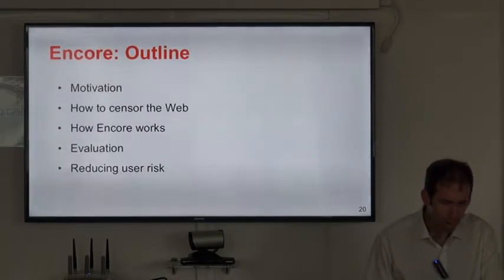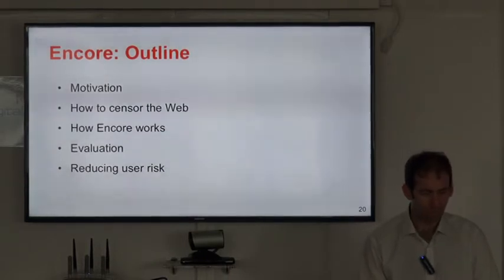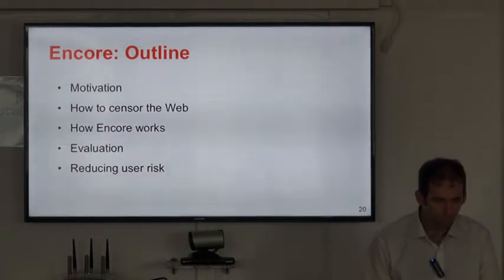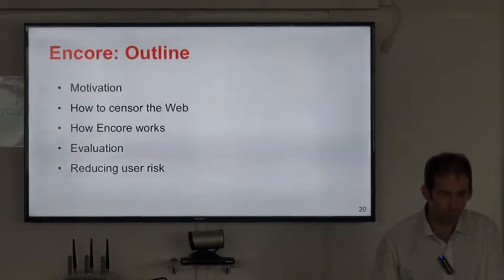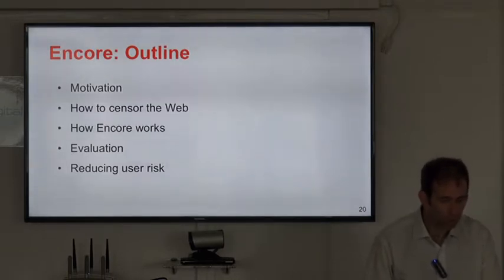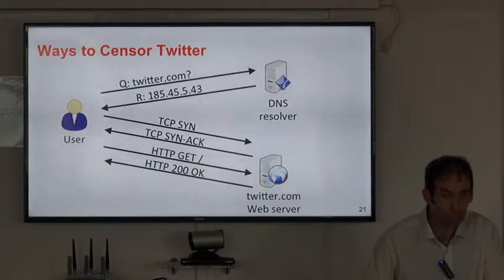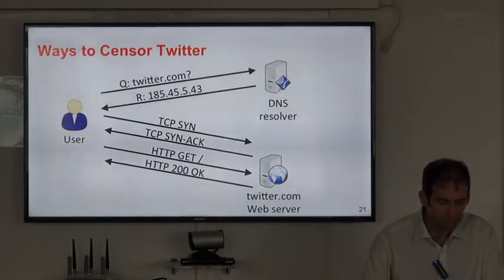So I've talked a little bit about the motivation already. Let me just review a little bit web censorship, web filtering, different ways that web filtering could be implemented. Then I'll talk in a little bit more detail about how the tool works. And then I'll briefly mention evaluation, and then talk about user risk, in other words, the ethical considerations of doing this. Okay.